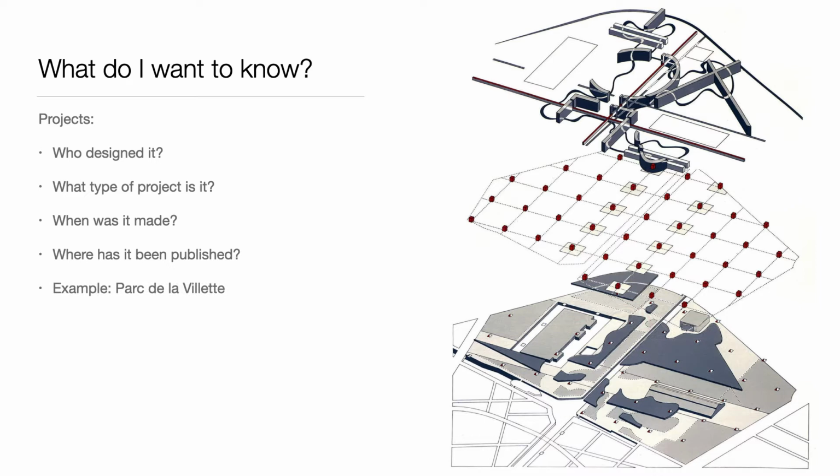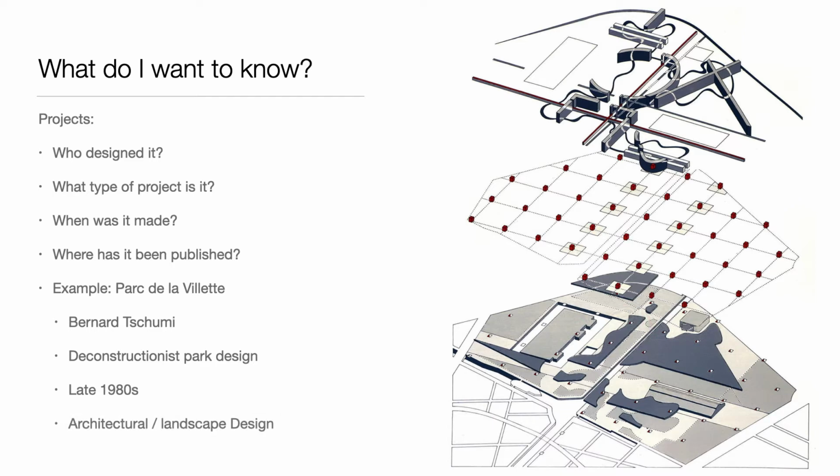And again, here's an example. The Parc de la Villette in north-east Paris, shown on the right. This particular proposal was designed by Swiss-American architect Bernard Tschumi. It's an example of a deconstructionist park design, and it was designed and published in the late 1980s. And the type in this case is both an architectural and a landscape design.